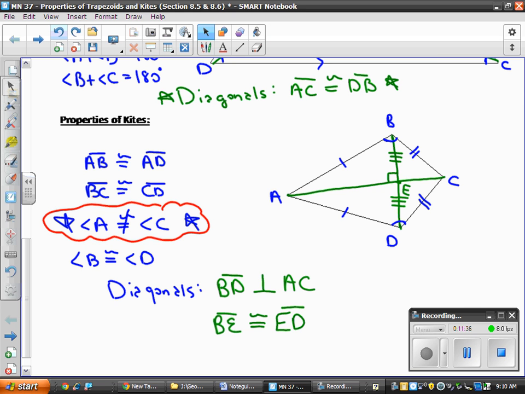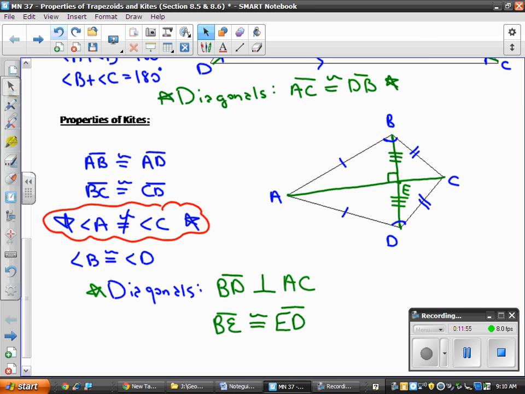So again, we've got a fair number of different properties here. Many of them are intuitive. The big one that you cannot assume is that angle A is congruent to angle C, but the ones that might not be as intuitive, but that you need to remember, are those diagonals. Diagonals are the easy ones to forget.